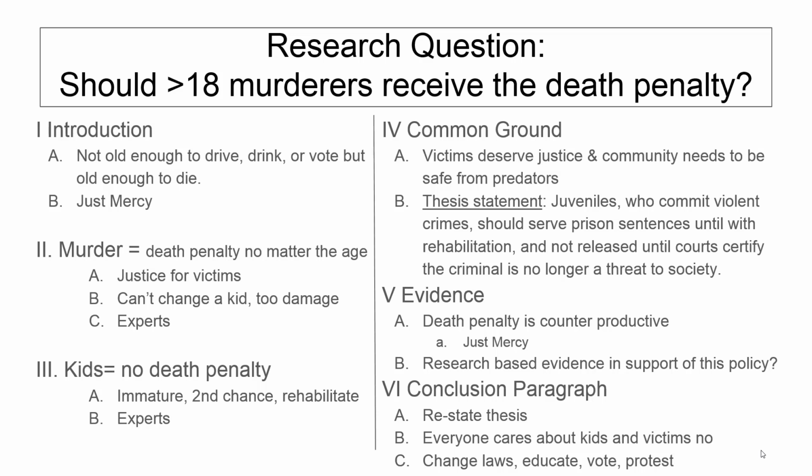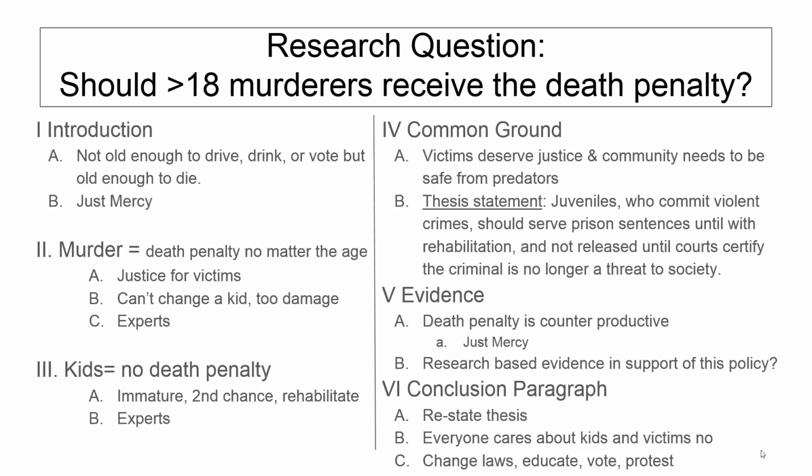You'd use research-based evidence in support of the policy that rehabilitation and prison sentences are the correct path for juvenile murderers. You'd end your conclusion paragraph by restating your thesis and really pointing out the universal truth that everybody really does care about kids and the victims do deserve justice. There has to be consequences for actions.